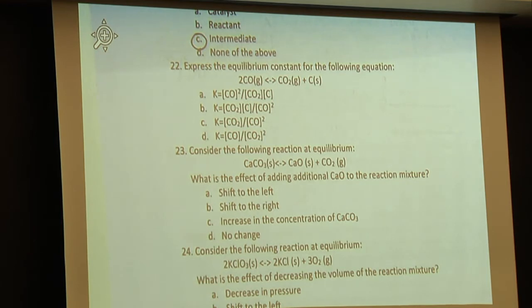Number 22. Express the equilibrium constant for the following equation. A catalyst is something that's present in the beginning of the reaction and then present at the end of the reaction, as in it was something that was used but it wasn't taken up. Yeah, the answer for 22 is C.